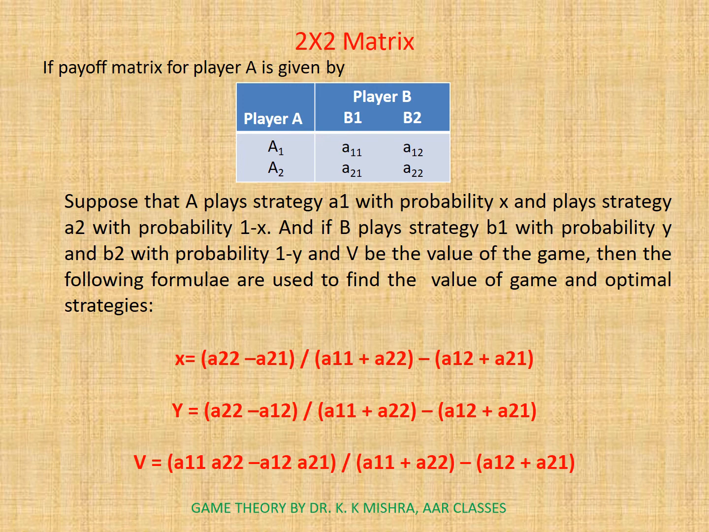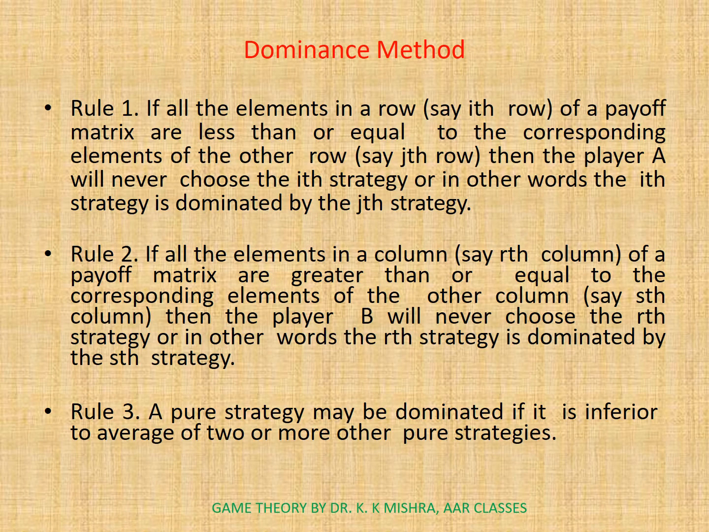X is equal to (A22 minus A21) upon (A11 plus A22) within one bracket minus (A12 plus A21) within another bracket. Y is equal to (A22 minus A12) upon (A11 plus A22) within one bracket minus (A12 plus A21) within another bracket. And now the value of the game, that is, (A11 into A22 minus A12 into A21) upon (A11 plus A22) within one bracket minus (A12 plus A21) within another bracket.